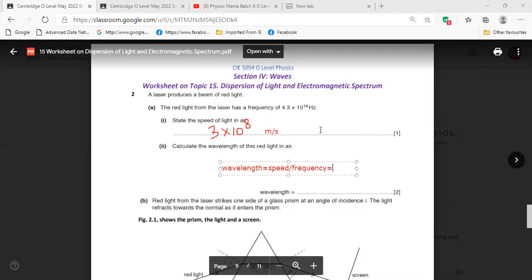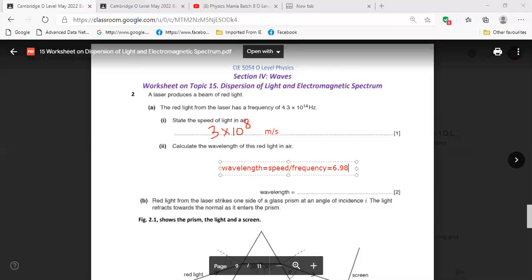Should I use brackets for 3 multiplied by 10 to the power 8? Not necessary for the upper one, but the lower one is necessary, because if you are not giving bracket, then it is divided by this value and multiplied with this value. But if you are giving bracket, then the whole thing is divided. Is it clear now? Yes, sir. 6.98, what I got. You have 6.976, right? Yes, it should be 6.98.